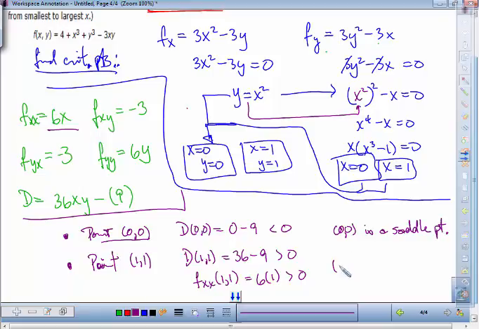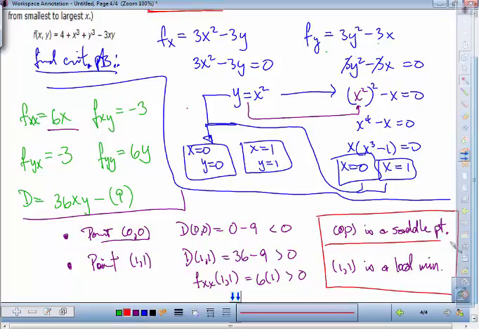So what does that say? Local min. Okay? So those are our conclusions for this problem.